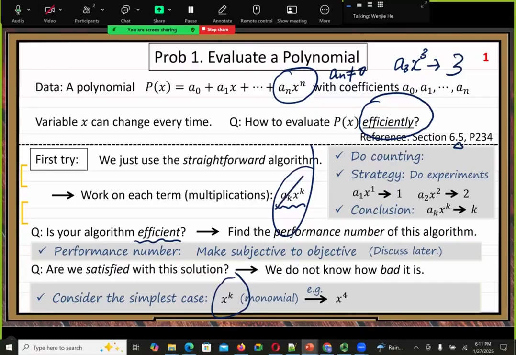A coefficient part is 1. 1 means you do not need to do one multiplication, right? You can save one multiplication. So this k number minus 1, because you save one multiplication. 4 minus 1. So in our previous way, we need 3 multiplications.